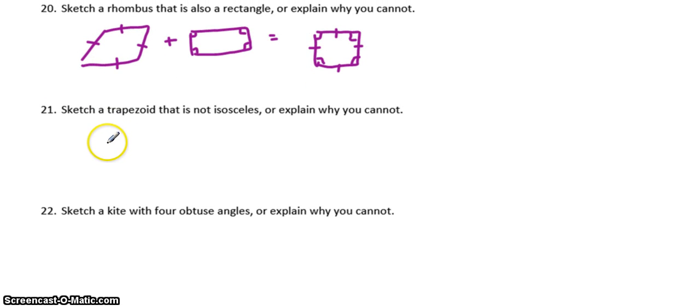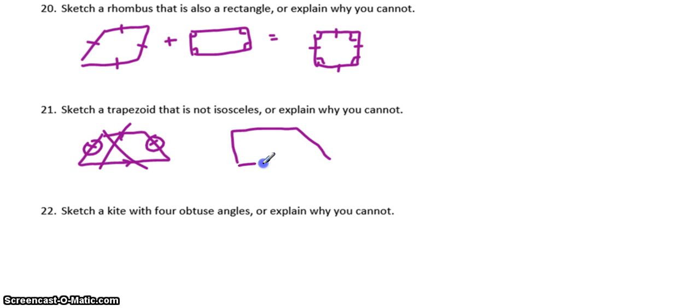Sketch a trapezoid that is not isosceles, or explain why you cannot, for 21. So an isosceles trapezoid looks something like this, right? It's got those congruent sides and the parallel sides. So all you've got to do is just draw a trapezoid that doesn't have these congruent sides, right? So maybe I'll make it look like this. This is a good example because you can definitely tell that these sides are not congruent and that these angles are not congruent either. This looks like a right angle and this is not. So even though the top and bottom are parallel, that makes it a trapezoid but not isosceles because the non-parallel sides are not congruent.